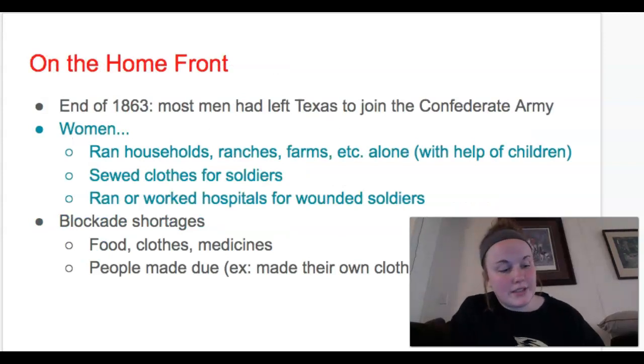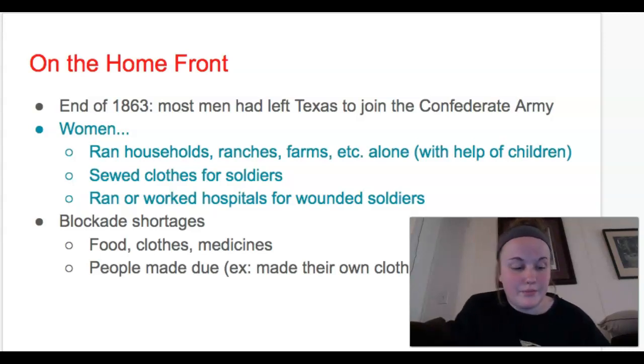On the home front. The Civil War impacted Texas in many ways, both on the battlefield and at home. By the end of 1863, most free Texas men had left home for the war, so many women ran their households alone. They took care of farms, ranches, and businesses until their husbands returned. Children helped too. Women were also active in the war. Some sewed uniforms for soldiers. Others ran or worked in hospitals for the wounded.